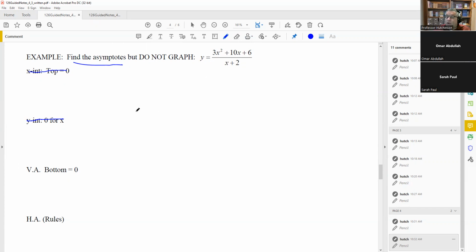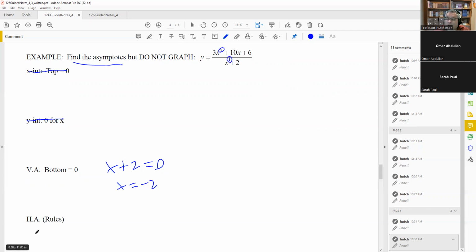So vertical asymptote, you're going to set the bottom equal to 0. And we get x is equal to -2. And you do need the x equals as part of your answer for that. Now for this one, for the rules, the highest power on top is a 2. Highest power on the bottom is a 1.